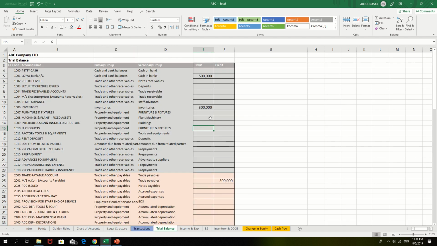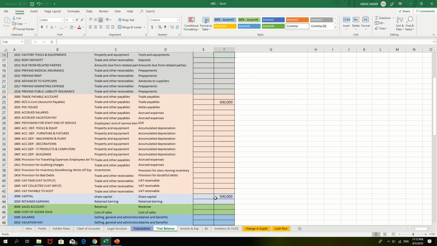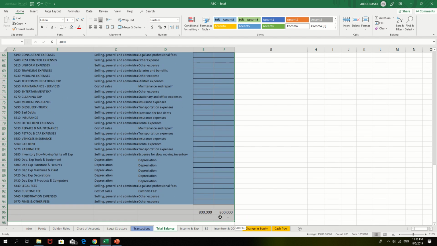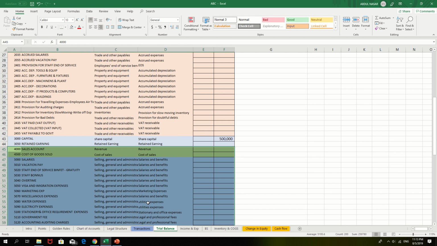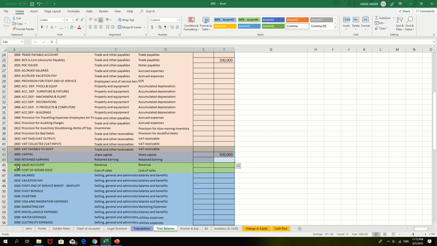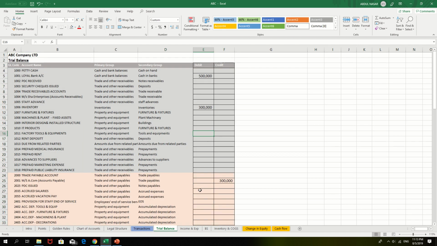Now we have booked two entries into the trial balance. Let us see how these two entries impact income, expenses and the balance sheet. Income and expenses are here in the chart of accounts, but they are yet to come. We haven't booked any income or expenses yet, so these are purely balance sheet items. From retained earnings and up, these are balance sheet items, and we have booked two balance sheet entries here.